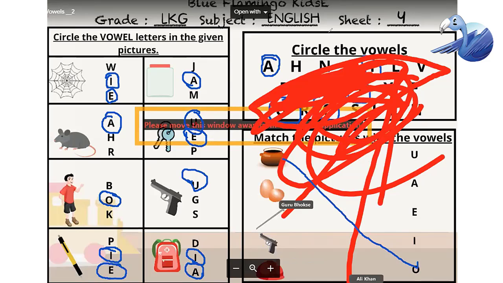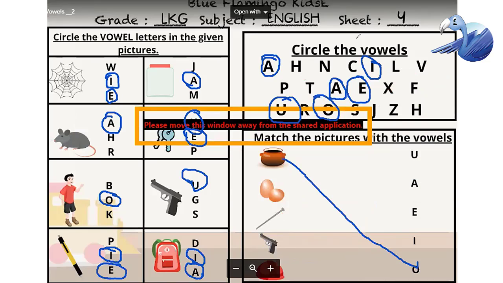Students, please don't write on the screen. I have to tell again and again. Please don't write. Yeah, Satvik, if you write, students, I will remove. Whoever writes now, I will remove that child.